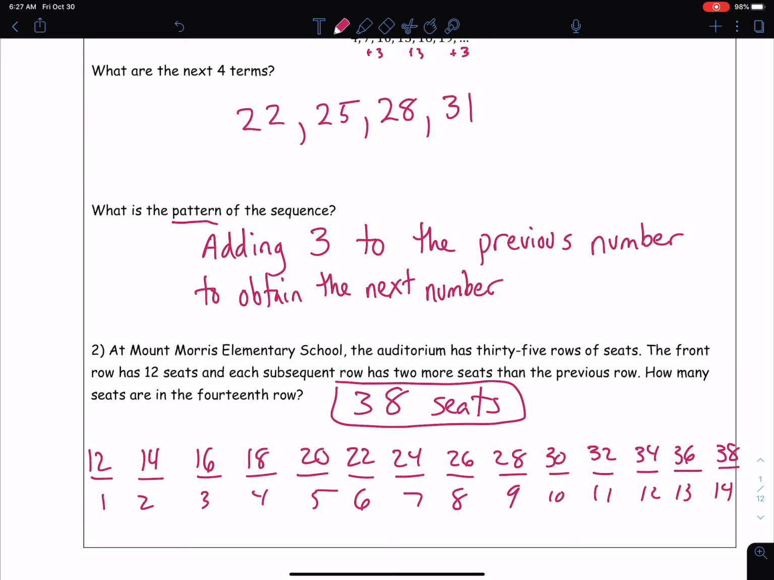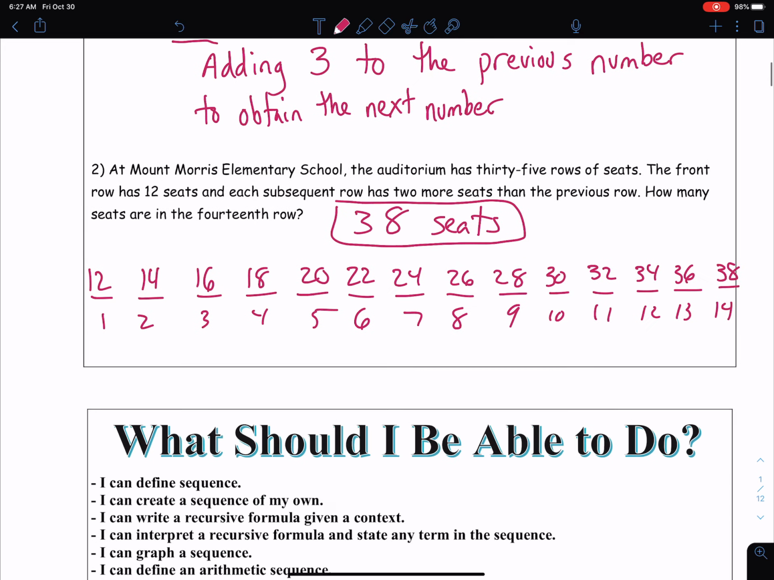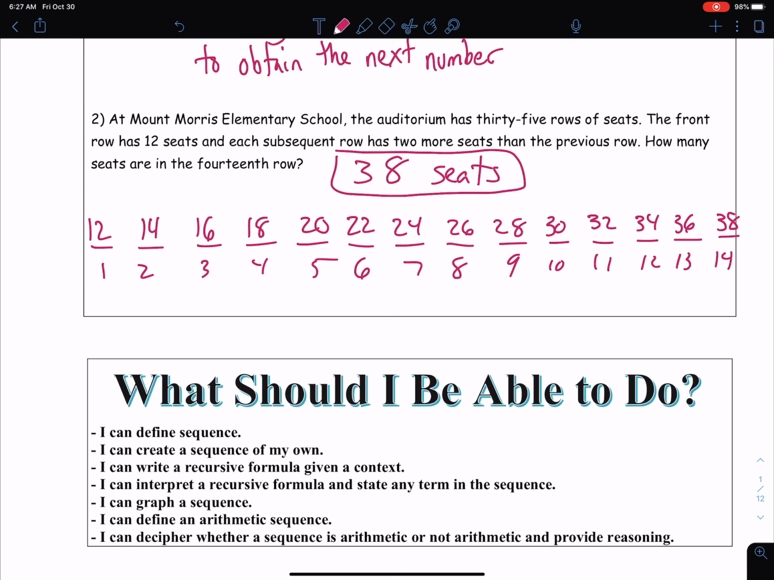So that's a little introduction to sequences. What should I be able to do by the end of the day? I can define a sequence. I can create a sequence of my own. I can write a recursive formula given a context. I can interpret a recursive formula and state any term in the sequence. I can graph a sequence. I can define an arithmetic sequence. And I can decipher whether a sequence is arithmetic or not arithmetic and provide reasoning. So let's go to the next page.